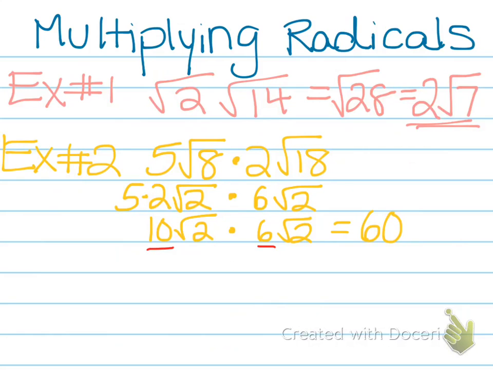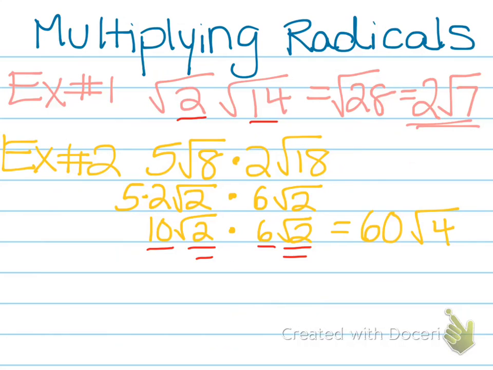But just like we multiplied the 2 times the 14, we still have to multiply the 2 under the radical times the other 2. Okay? You don't do it where you just do 10 times 6 and then it's 60 root 2. That doesn't happen. You actually multiply the numbers under the radical. So you're going to actually have 60 root 4.